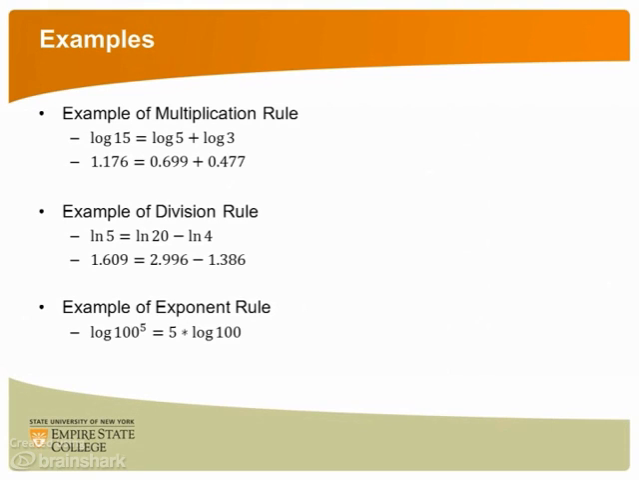What about the rule for exponents? Is the common logarithm of 100 raised to the 5th power the same as 5 times the common log of 100? The common log of 100 to the 5th power, which is 10 billion, is 10. The common log of 100 is 2. Since 10 does equal 5 times 2, the rule works.